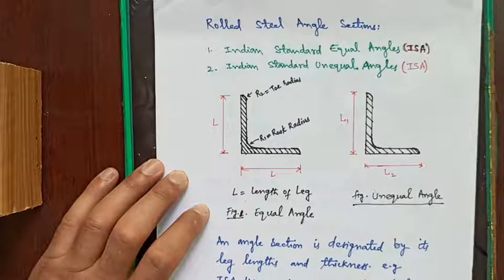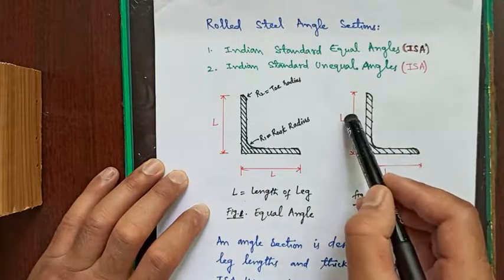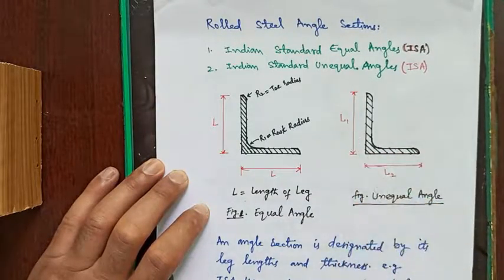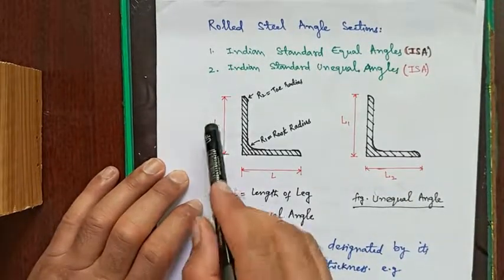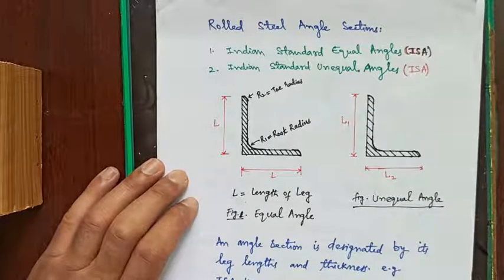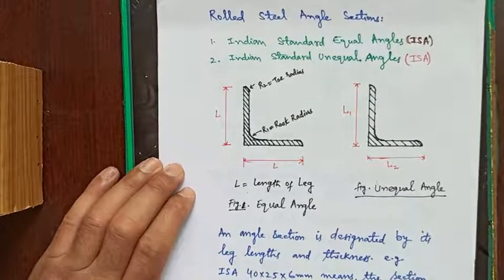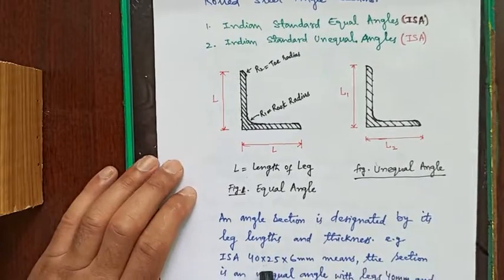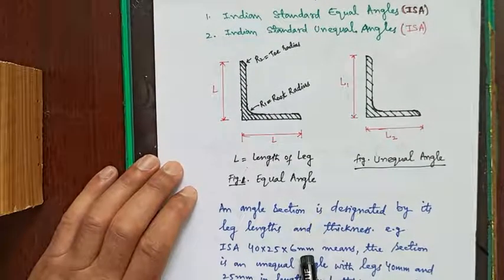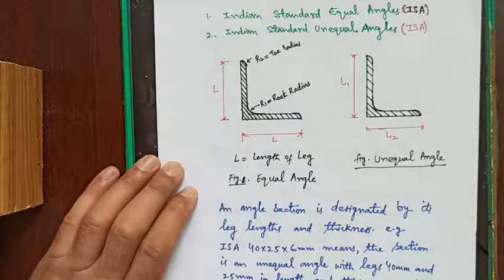We have another, the Indian Standard Unequal Angle, in which we have different leg lengths. We have L1 and L2, that is, L1 is not equal to L2, whereas in the case of equal angles L and L are equal, that is, both the legs are equal. In unequal angles we have different leg lengths. An angle section is designated by its leg lengths and thickness. For example, ISA 40 into 25 into 6 mm means the section is an unequal angle, that is, one leg is 40 mm, another leg is 25 mm, and the thickness of the legs is 6 mm.